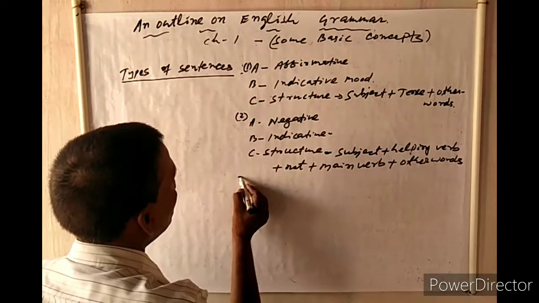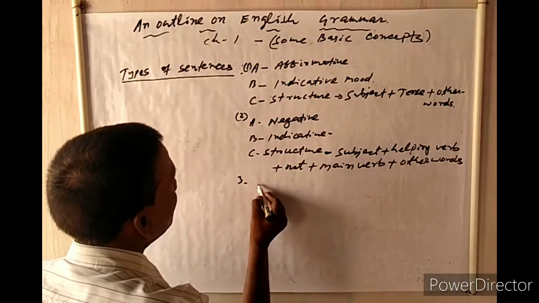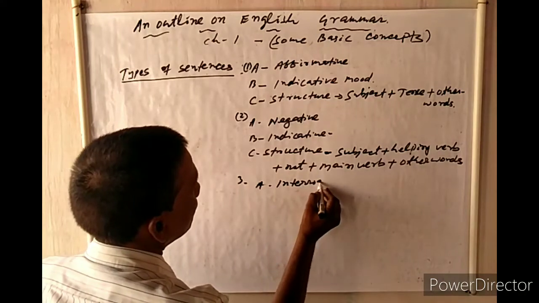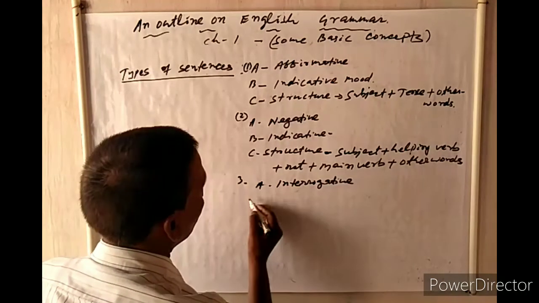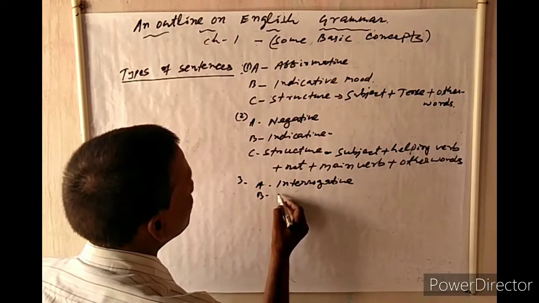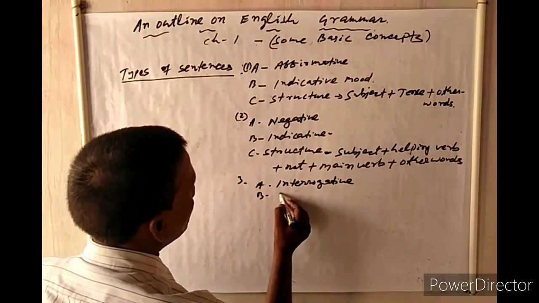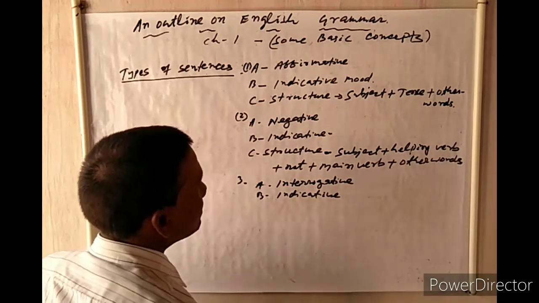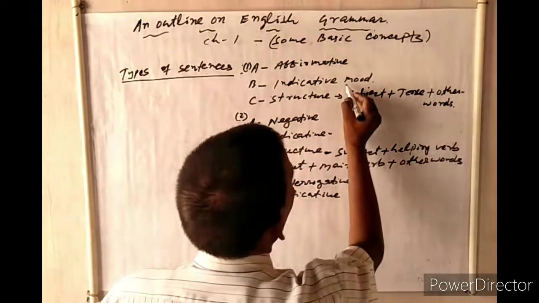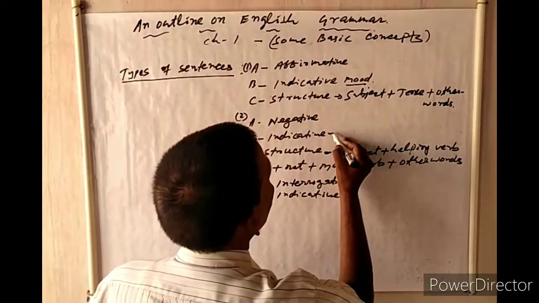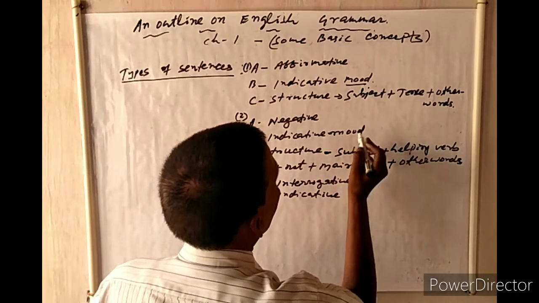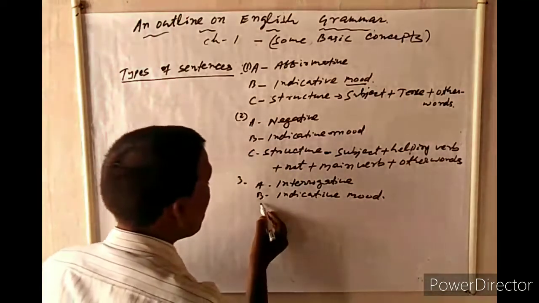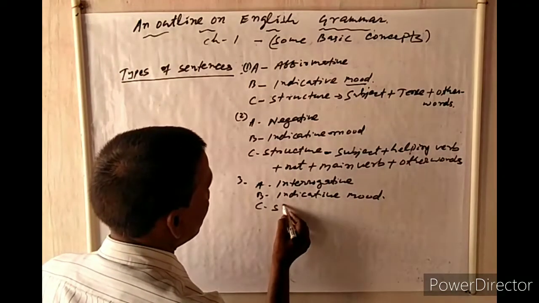Next, number 3. In number 3 we discussed about the interrogative sentence. Interrogative. Mood wise it was indicative. Here also it was indicative mode. And now we come to structure.